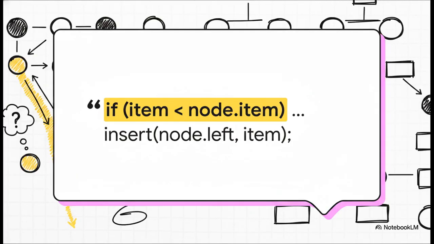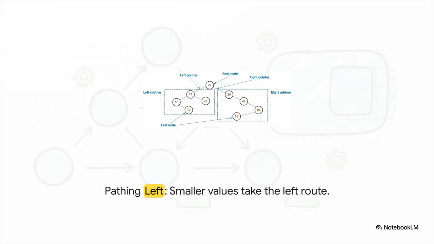Let's look at the actual code for this. When you see if item is less than node.item, insert left, that's just the computer asking a simple question. Hey, is this new number smaller? If the answer is yes, it takes the left path. And it keeps asking that exact same question until it finds an empty home. Imagine following a blue path down the left side of our tree. 16 is smaller than 27, so it goes left. Then it's smaller than 19, so it goes left again. That blue route you're picturing is exactly what our less than code looks like in action.